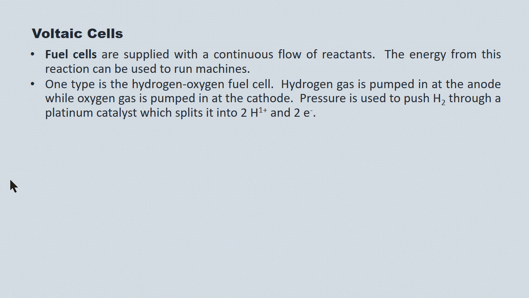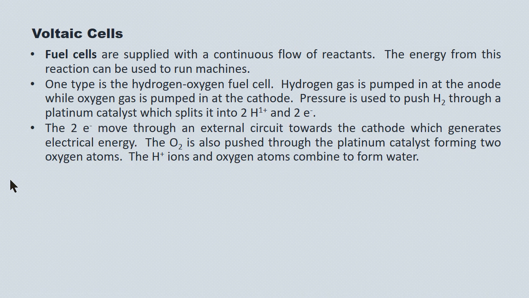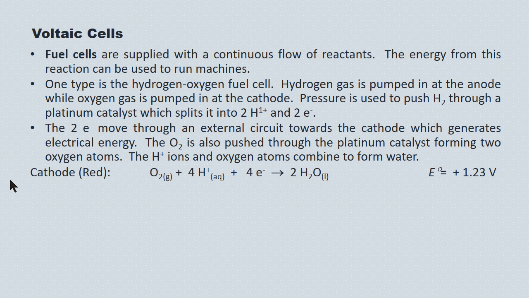One promising type of fuel cell is the hydrogen-oxygen fuel cell. Hydrogen is pumped in at the anode, oxygen is pumped in at the cathode, and pressure is used to push the hydrogen through a catalyst to split it into hydrogen ions and electrons. The electrons move through an external circuit towards the cathode, which generates the electrical energy. The oxygen is also pushed through a catalyst, forming 2 oxygen atoms, and the hydrogen ions react with the oxygen atoms to form water. So here's the reaction at the cathode, the reduction of oxygen.